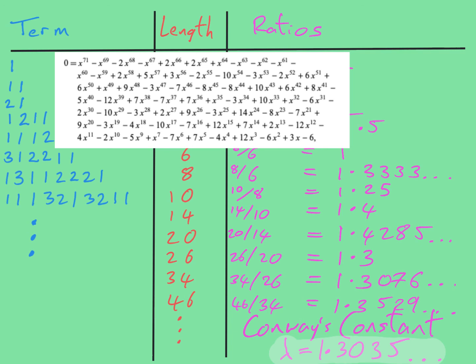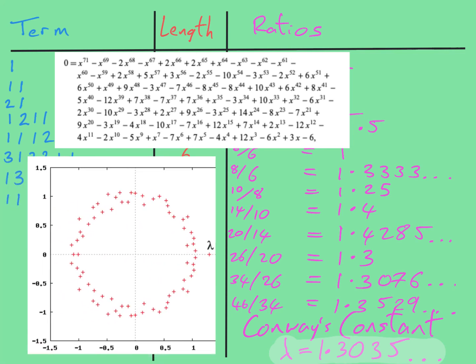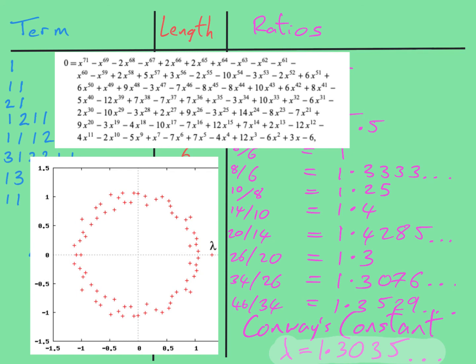Now if you solve this using a computer or some computer software, you can see all of the solutions in the complex plane. So here are all of those solutions. Now the one that we're interested in is the one on the real axis, which is this lambda marked here. Now if you read it off on the real axis, you can see that it does indeed match the 1.3035, which is Conway's constant.